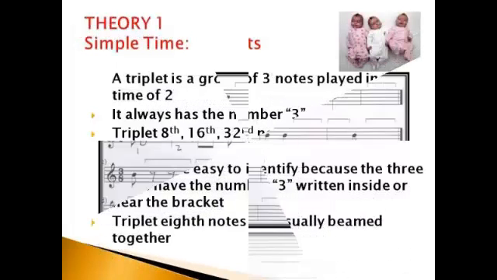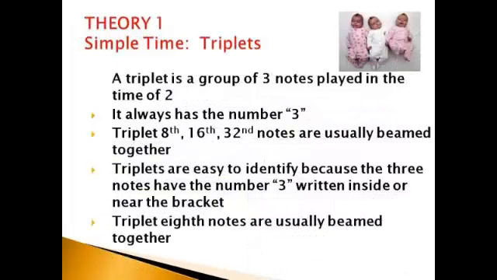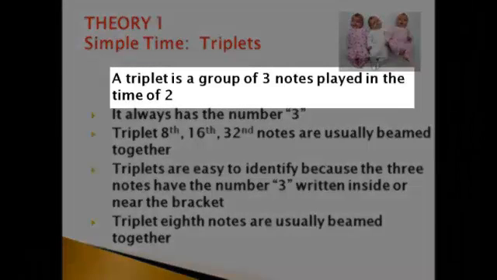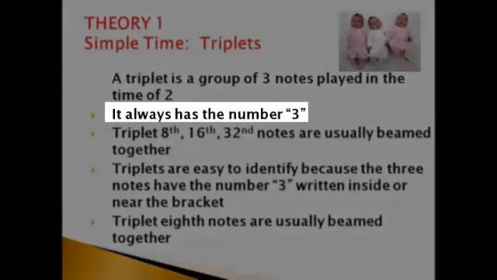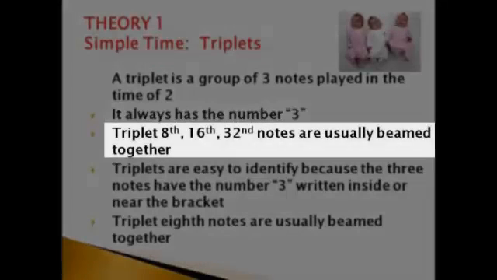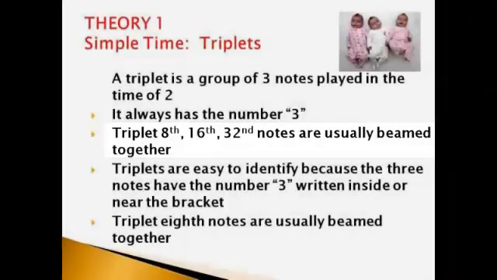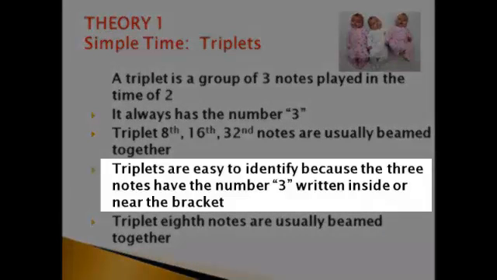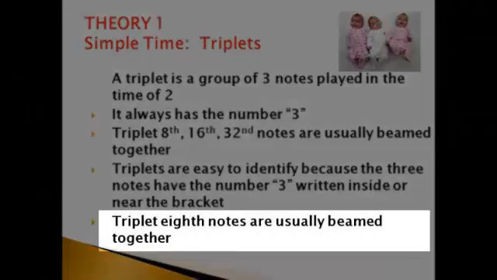One of the things that you see in simple time is triplets. A triplet is three notes that you're playing in the time of two. When you see triplets, it will always have a number 3 written, either above it or below it. You could have triplet eighth notes, 16th notes, 32nd notes, and they'd always be beamed together. If you have triplet half notes or triplet quarter notes, they, of course, wouldn't have a beam. It's really easy to find triplets because it always has the number 3 written inside or near a bracket. And as I said, they're always beamed together.